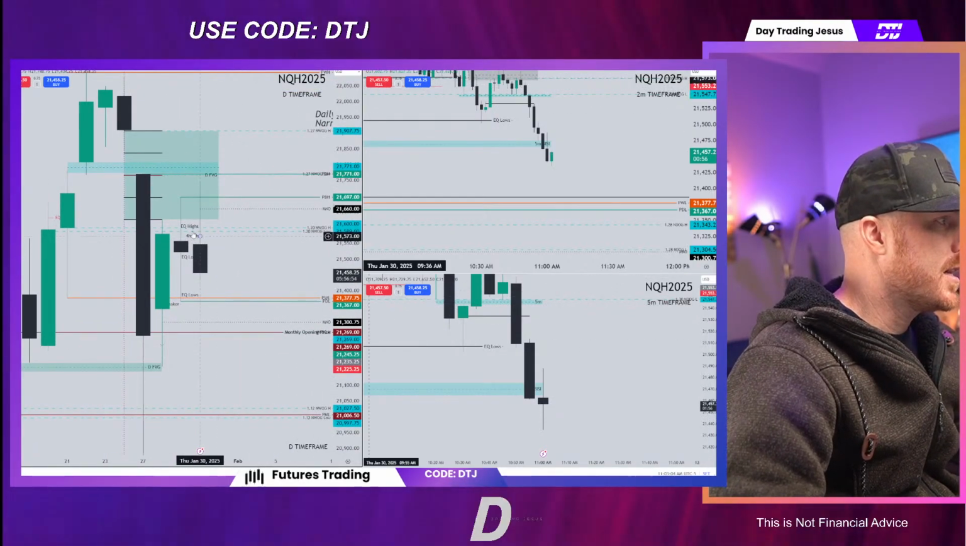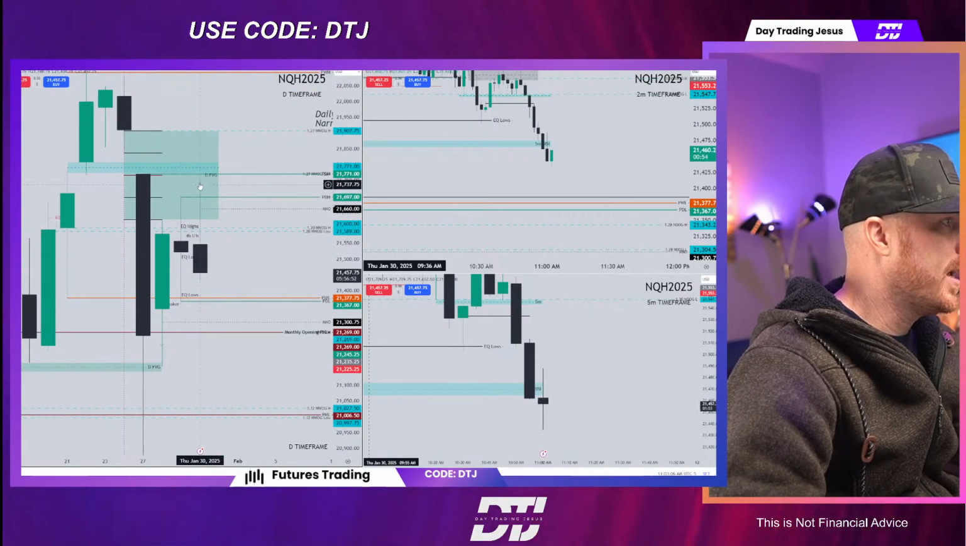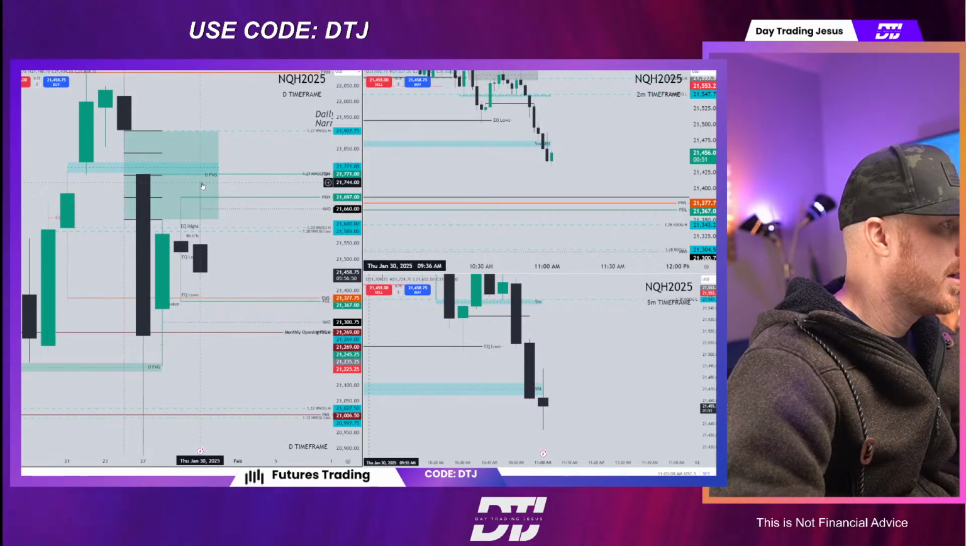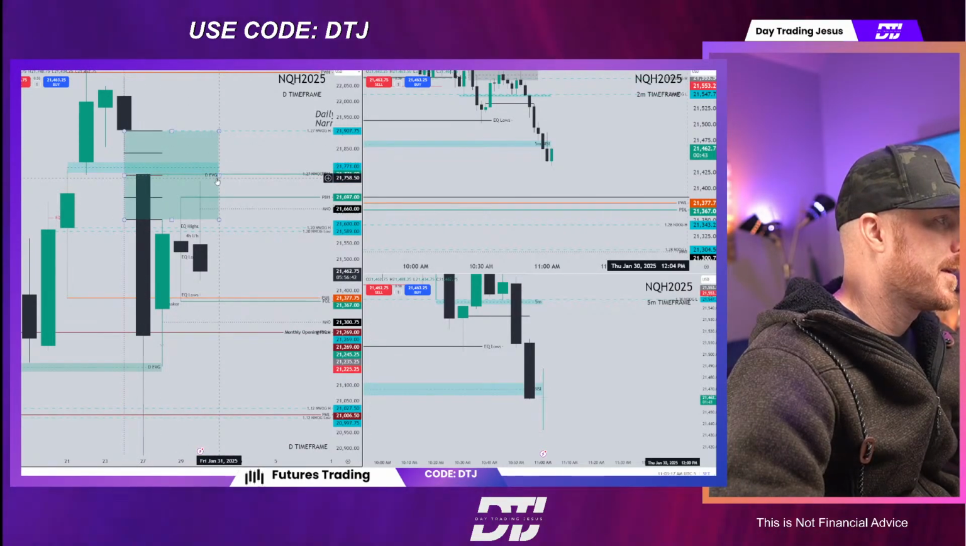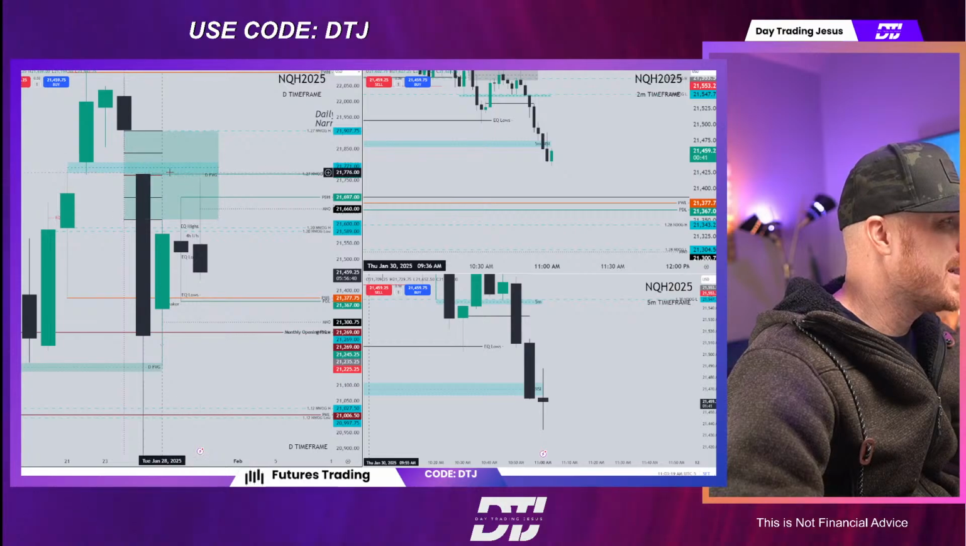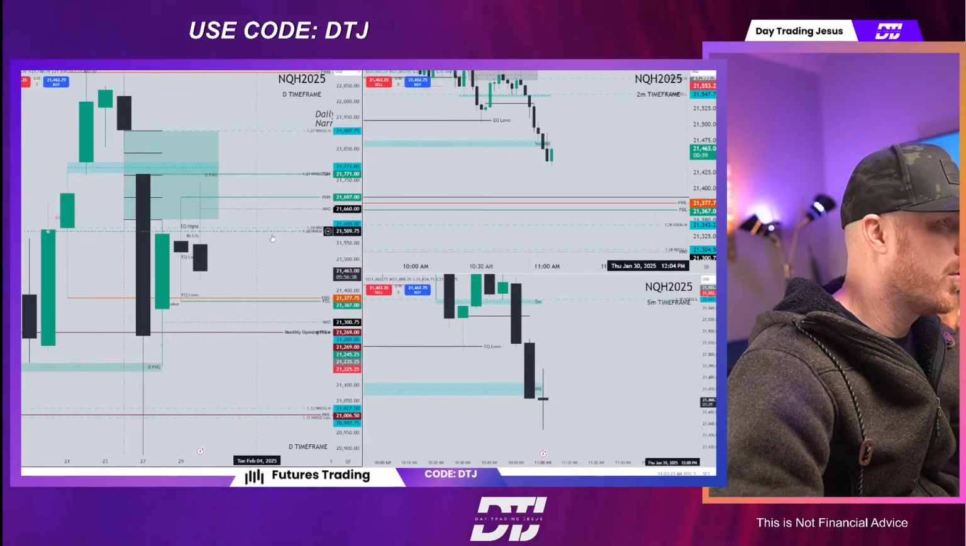I can see the narrative of price wicking up into the fair value gap and then running lower. I mean, I can see that because that's ultimately what I see fair value gaps do. I just really wanted it to go deeper into this fair value gap before it did something like that.